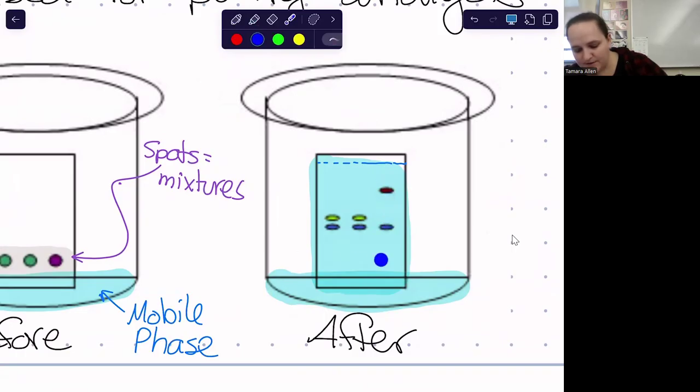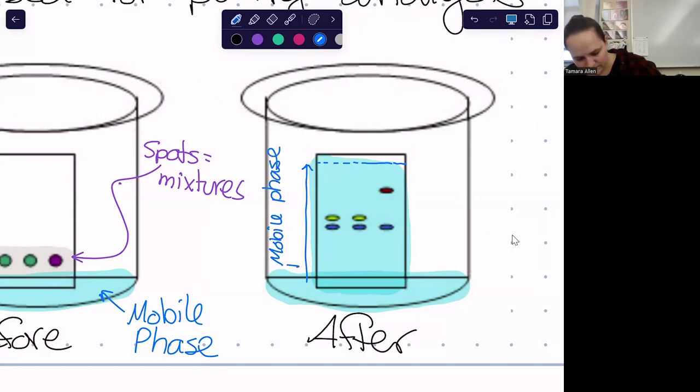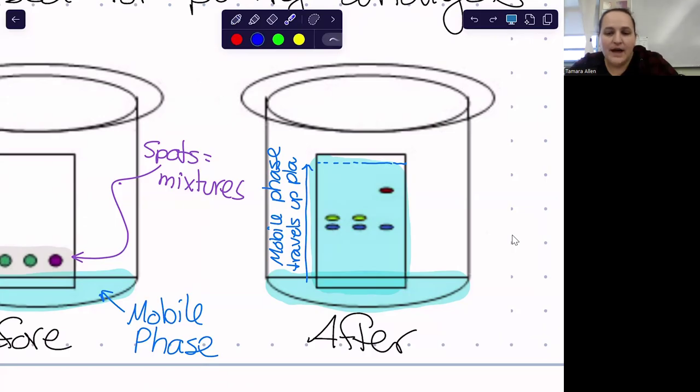So we started with 3 spots. We now have 3 kind of pairs of spots because these have spread out as they go. So our mobile phase travels up the plate, and it carries those mixtures along with it. Because the different components, so we have like a blue and a yellow spot here, have slightly different polarities, they have slightly different attractions to the mobile phase versus the stationary.